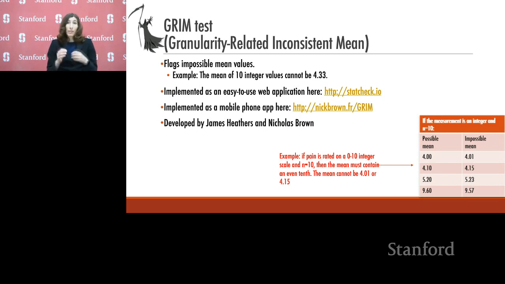If you have an integer value and a sample size of just 10, there are only certain mean values that are possible. If you sum up 10 integers and divide by 10, then the mean has to contain an even 10th. So you could get a mean of 4.00 or 4.10, but you cannot get a mean of 4.01 or 4.15. So if the authors report a mean of 4.15, then you know something is not quite right.